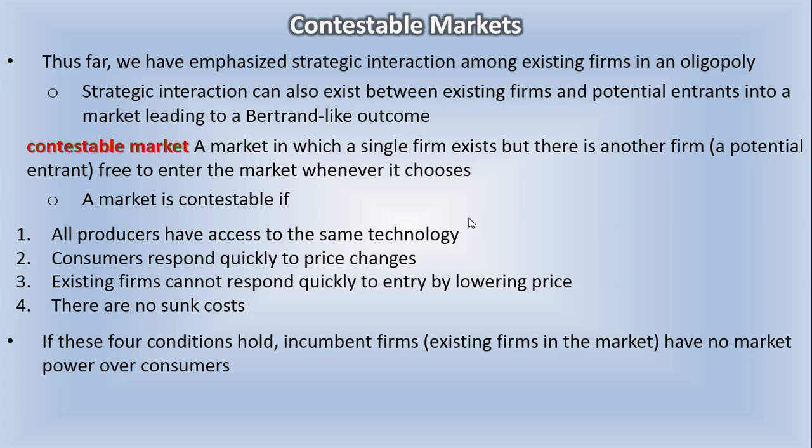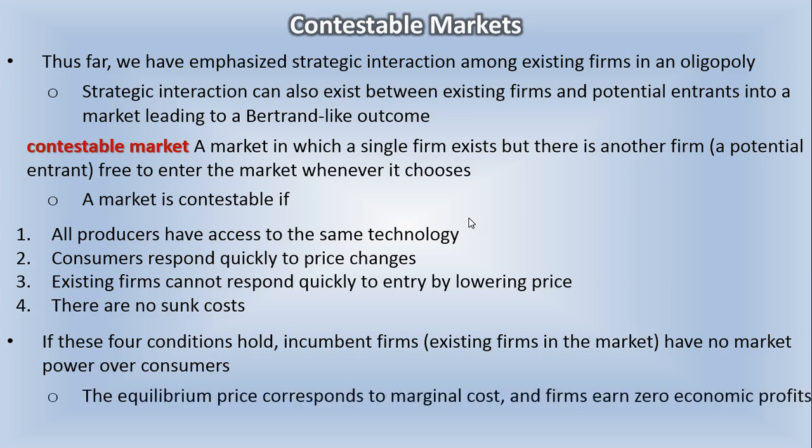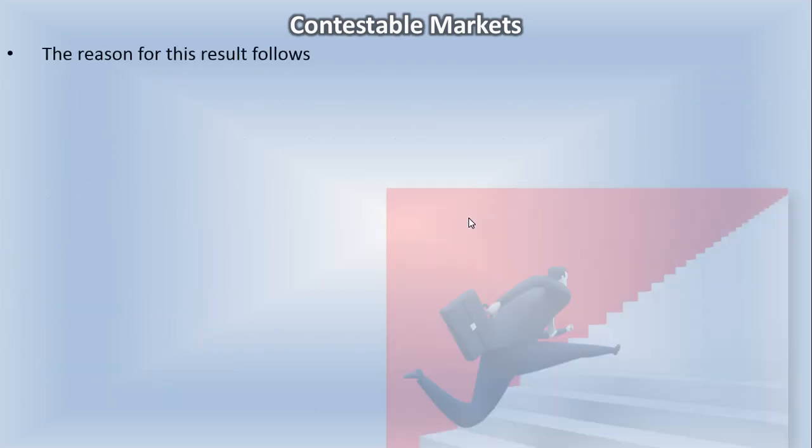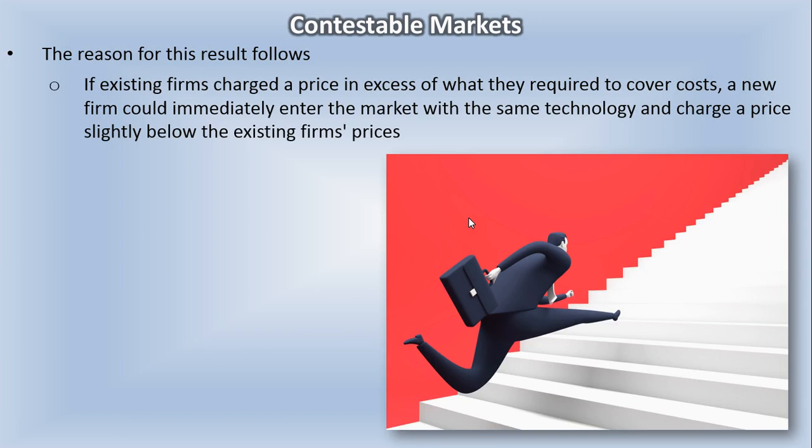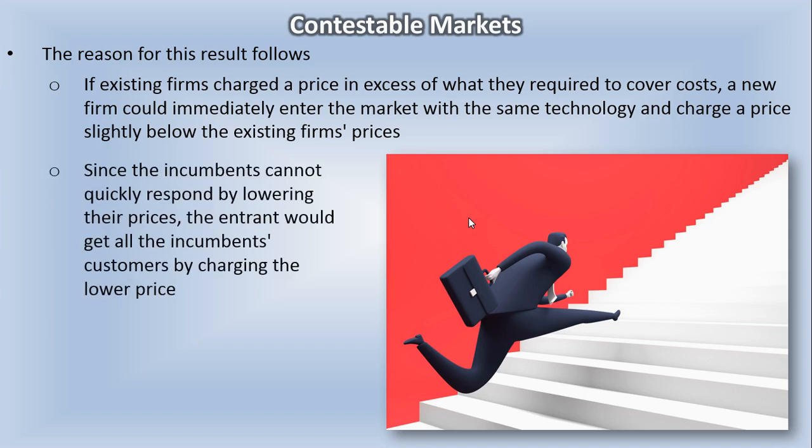So in a contestable market, you will, again, get that perfectly competitive outcome. The equilibrium price will correspond to marginal cost, and the firms will earn zero economic profits. So the reason for this result is as follows. If existing firms, if that one firm that's in there, charges a price above their marginal cost, then a new firm could immediately enter the market with the same technology and charge a lower price. Since the incumbent, the existing firm, cannot quickly respond by lowering their price, then the entrant would get all the incumbent's customers by charging the lower price.